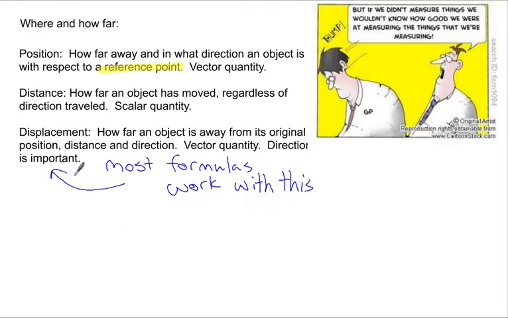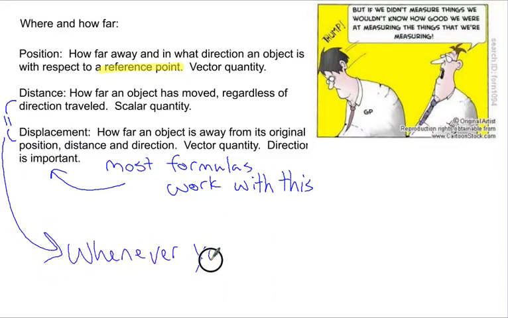Even though a lot of times we're more interested in distance. Distance and displacement equal each other whenever you don't turn around. Okay?